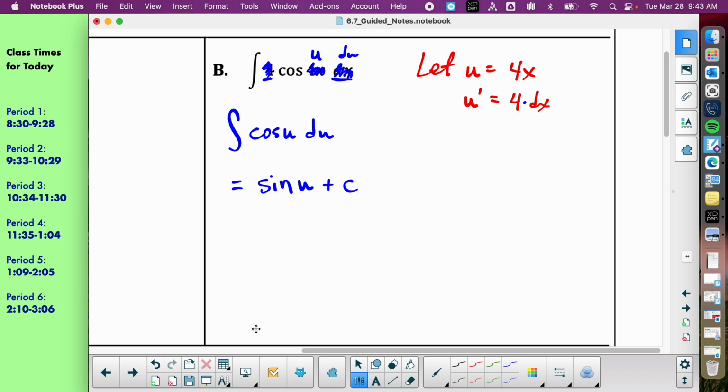Oh, okay. Plug in the 4x with u, so we get sine 4x plus c. Excellent job. So once you integrate with the u symbols, then you can substitute back the original information. If it makes it easier for some of you, you're welcome to put it in parentheses, if it makes it easier to identify the angle.